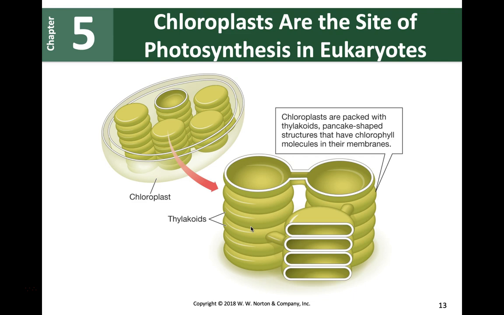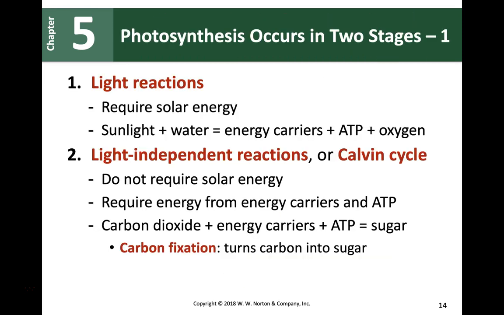All right, I think I already talked about this. There's the light reaction, and then there's the light independent reaction, or Calvin cycle. In the light reaction, sunlight and water are used to make energy carriers, ATP and oxygen. Then in the second half of photosynthesis, we have the Calvin cycle, in which carbon fixation takes place. What does that mean? Carbon fixation means you are turning carbon into a sugar.